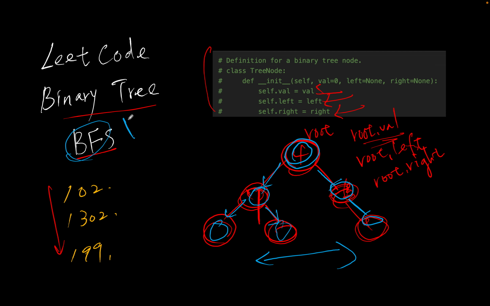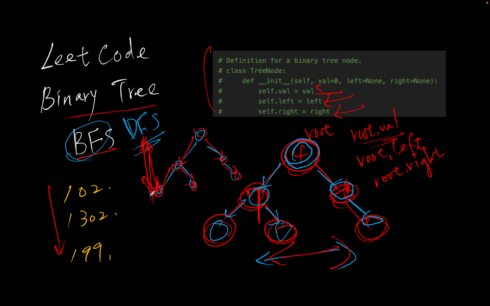And compare with the depth search, DFS traversal. If we have the same tree like this, the depth search will traverse in this way. So it's more like this way. So breadth search is like this way, and the depth search is like this way.